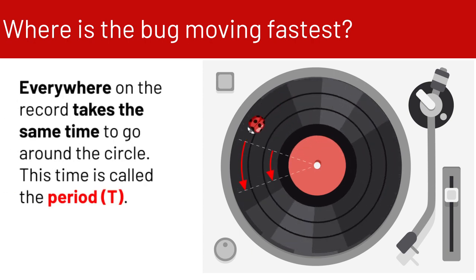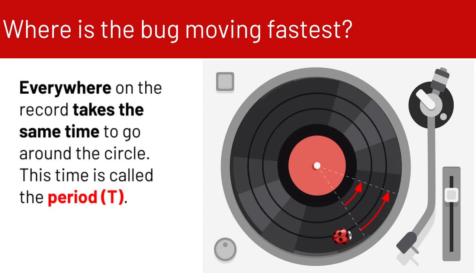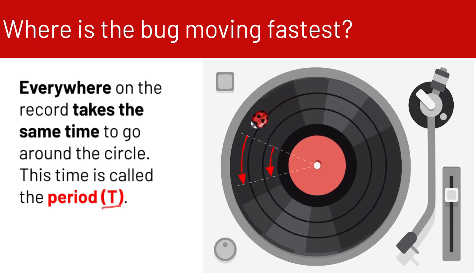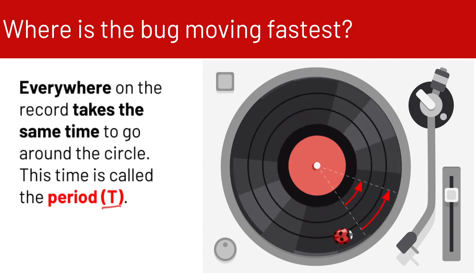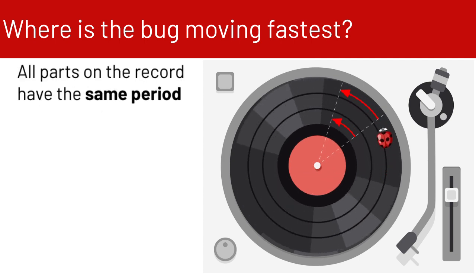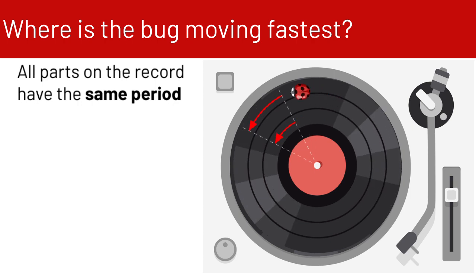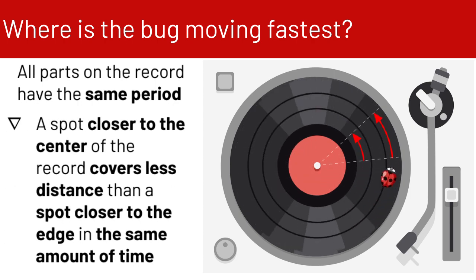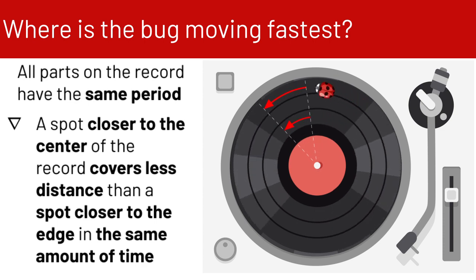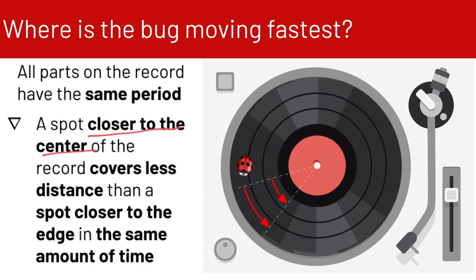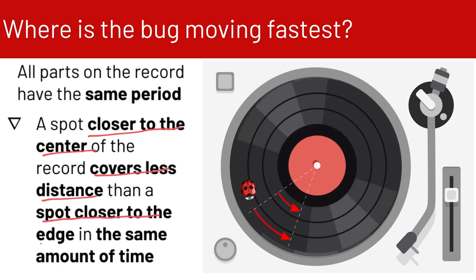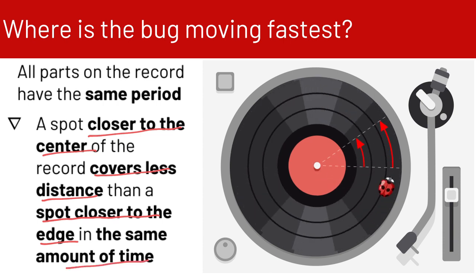So everywhere on the record, it takes the same time to go around the circle. This time is called the period. We use the capital letter T, T for period. So all parts of the record have the same period. So a spot closer to the center of the record covers less distance than a spot closer to the edge in the same amount of time.